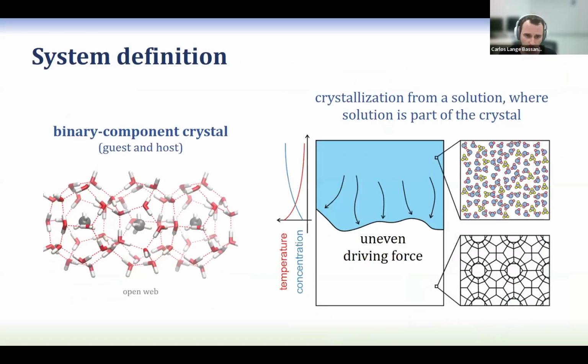This system is very complex compared to these nanocrystals of noble metals that I showed to you, right? We are talking about binary component crystals, so a guest and a host. And for this gas molecule, the literature is looking a lot at methane for oil and gas production, and carbon dioxide for carbon storage. And those are very lowly soluble in water.